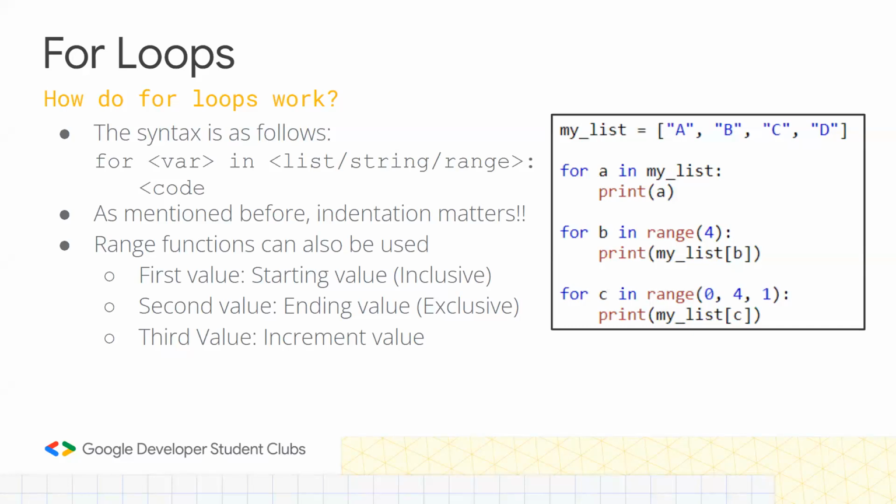In both range functions, the number 4 over there is exclusive. You go up to that value, but you do not include that value.